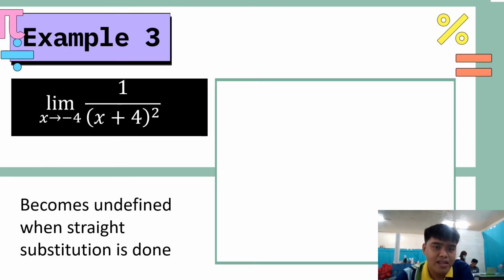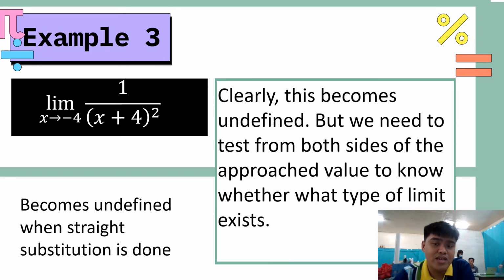Now we tackle the limit of 1 all over x plus 4 squared as x approaches negative 4. Observe that when we perform straight substitution upon this function, the result will become 1 over 0 squared, or 1 over 0. This is undefined, and we can reasonably conclude that the limit for this function as x approaches negative 4 is infinite. But we do not know whether it's a negative or a positive infinity. So we need to test first from both sides of the approach value to know what type of limit exists.